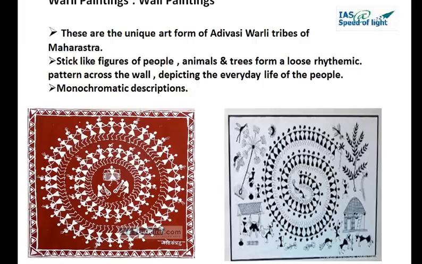Warli paintings are a type of wall painting, a unique art form of the Adivasi Warli tribes of Maharashtra. Point to be noted: Warli tribes of Maharashtra, that is why they have the Warli name. You can see in these pictures stick-like figures of people. Animals and trees form a loose rhythmic pattern across the wall, depicting the everyday life of the people, in monochromatic depictions. There are only two colors, red and white, and they are highly repetitive in nature. There is a pattern you can see being followed. So these are the worldly paintings.